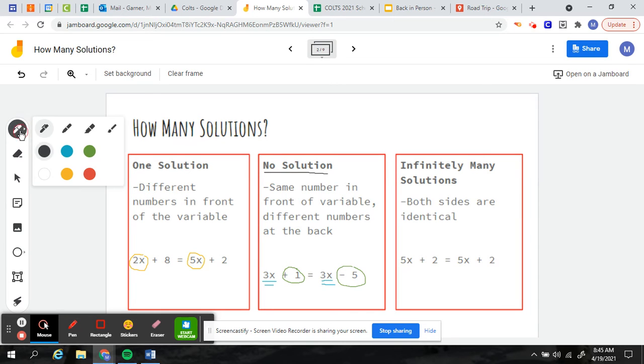And then finally, our last option is infinitely many. Infinite means it goes on and on and on forever. So infinitely many solutions is anything works. Anything can be plugged in for x and both sides will be equal.